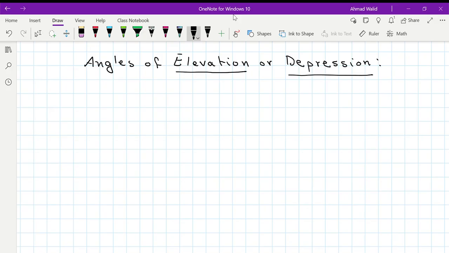If I draw an angle like this, I'll name this point X. This is the terminal side and this is a positive angle. Correct? I call this the angle of elevation. And I'll give you the definition of why.